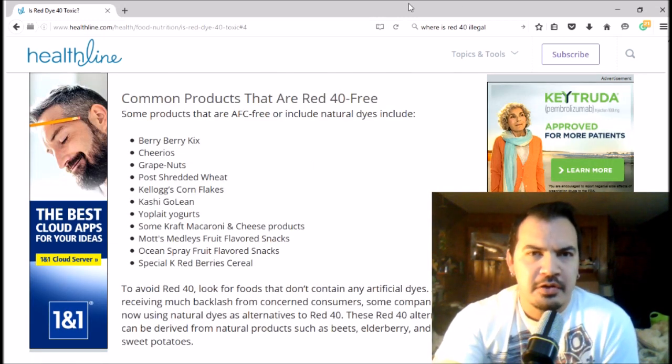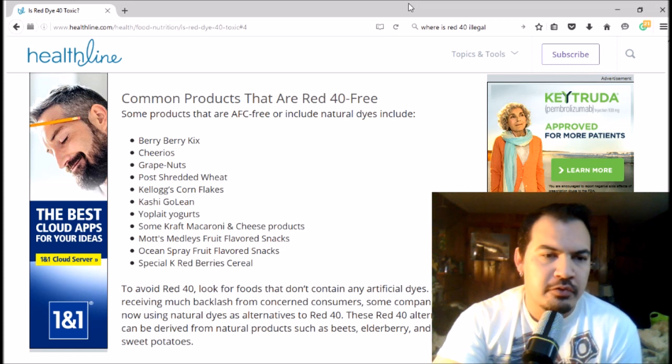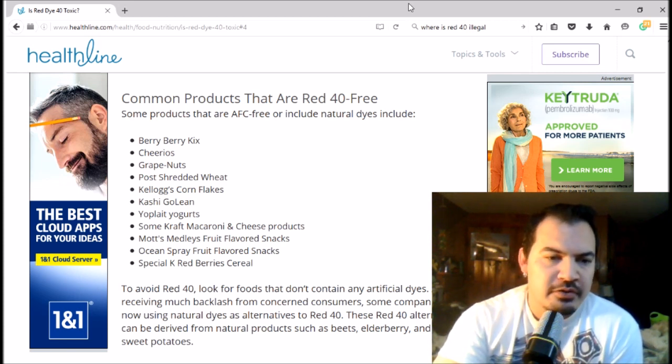If you're like me and have been looking for some products that are Red 40 free, then here are a few examples for you. Berry Berry Kix, Cheerios, Grape-Nuts, Post Shredded Wheat, Kellogg's Corn Flakes, Cascadian Farm, Yoplait yogurts, some Kraft macaroni and cheese products, Mott's Medleys fruit-flavored snacks, Ocean Spray fruit-flavored snacks, and Special K Red Berry cereal.